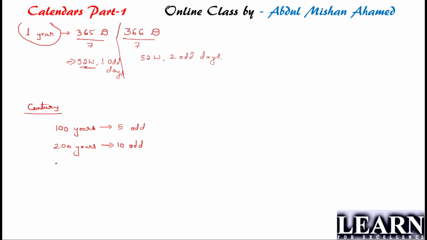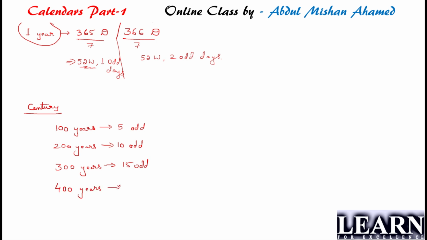Now if I'm talking about 300 years, can I tell it is having 15 odd days? If you want to calculate, we can say that for 200 years it is 3 odd days in general, and for 300 years it is 1 odd day. Odd days is nothing but the remainder when the number is divided by 7, after dividing by the week. Now if I'm talking about 400 years.